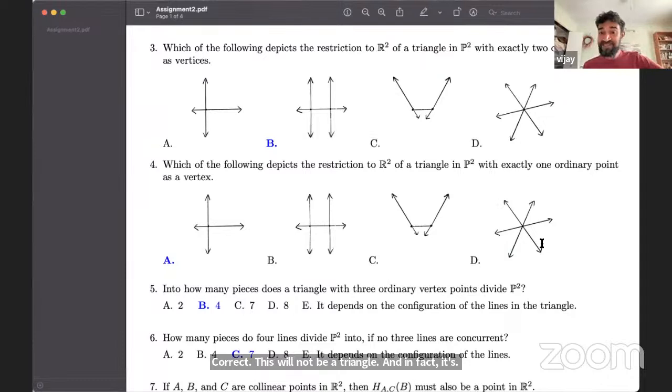This is also going to divide the plane into how many regions, going by our reasoning from before? In part D, this configuration of lines, how many regions will it divide the plane into? Notice that none of these lines are parallel to each other. So this configuration involves no points at infinity. There are no intersections at infinity happening.